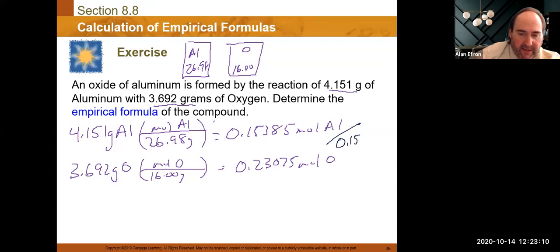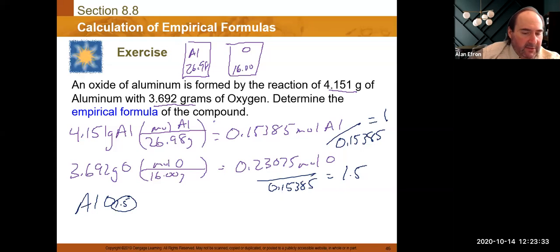So 0.15385 divided by 0.15385 is going to give us 1. We're going to divide the oxygen by 0.15385 as well, and in that case it gives us not 1, it gives us 1.5. So again, we didn't hit a whole number. So we have aluminum 1, oxygen 1.5, and we need to clear that. As we saw last time, a factor of 2 should clear that. That would give us Al2O3, which is aluminum oxide.